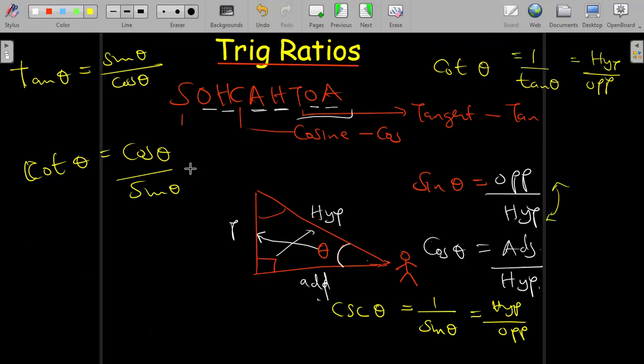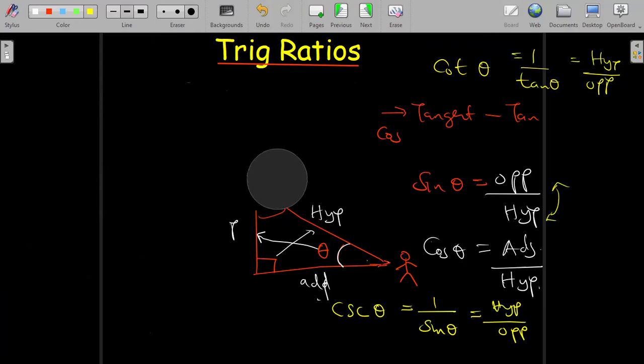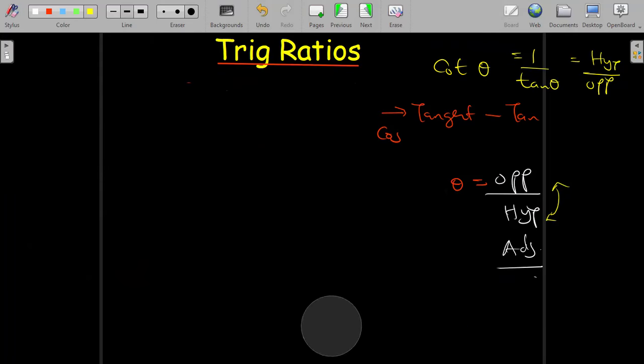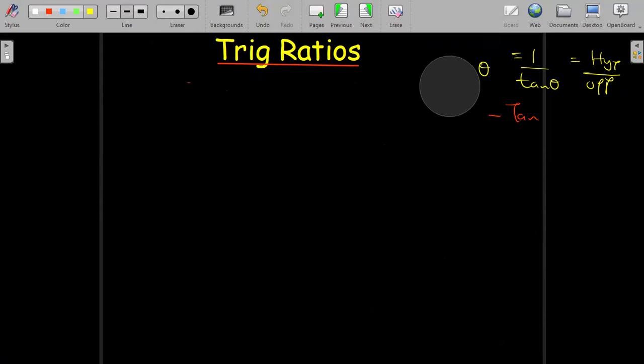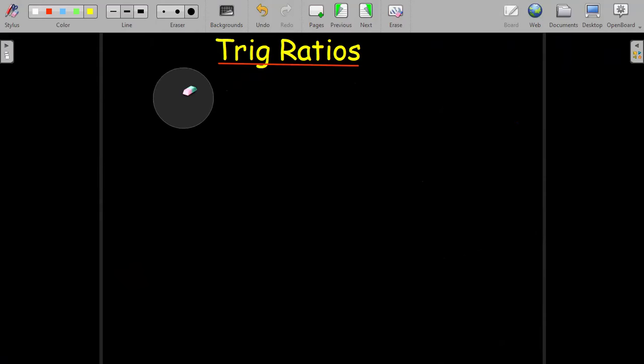Okay, so now after doing this, let us look at an example on how we can find this. In our example, we want to find the sine, the cosine and the tan of whatever we will be given.